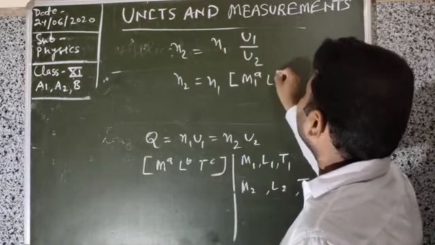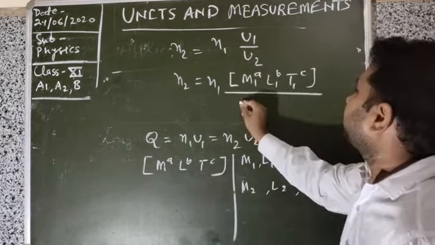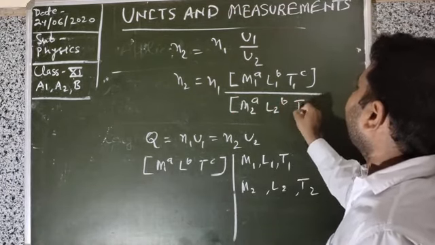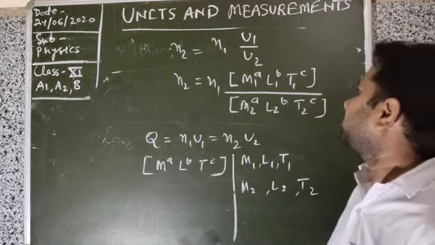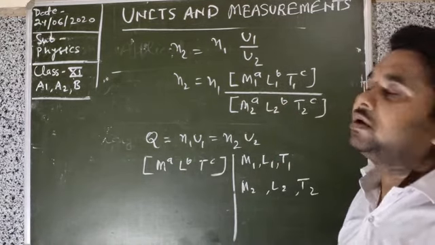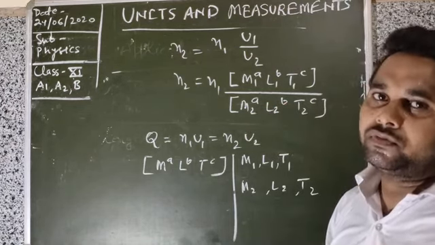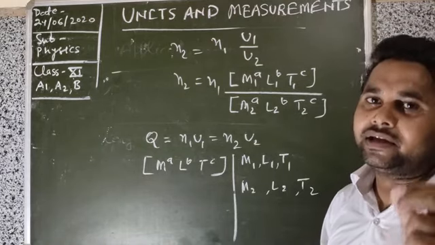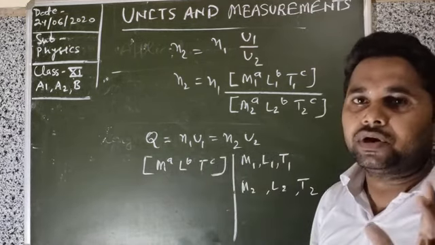M1^a L1^b T1^c, and U2 can be written as M2^a L2^b T2^c, where M1, L1, T1 are the sizes of mass, length, and time in the first system, and M2, L2, T2 are the sizes of mass, length, and time in the second system of unit. a, b, c are the exponents of mass, length, and time in the given physical quantity.